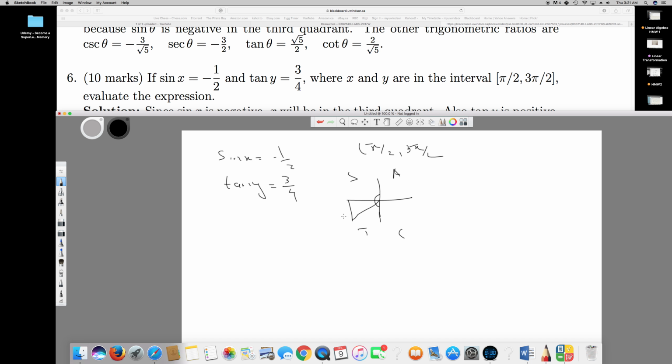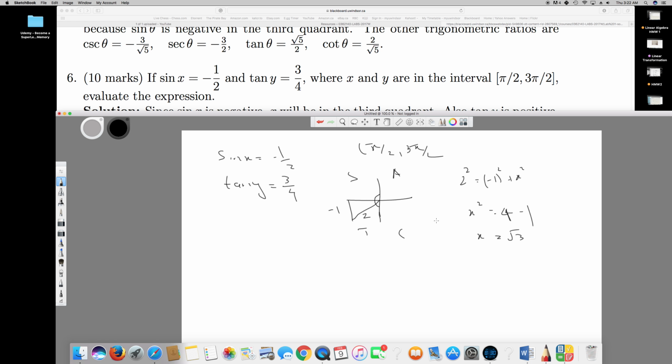It means opposite over hypotenuse. Opposite is going to be minus 1 and hypotenuse is going to be 2. Since they have given these two values, I can find the adjacent by using the Pythagorean theorem. According to the Pythagorean theorem, 2 squared is equal to minus 1 squared plus x squared, so x squared is equal to 2 squared, which is 4, minus 1. So x is going to be root 3.